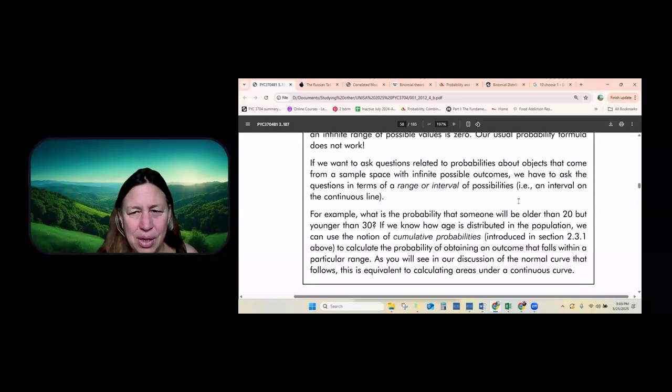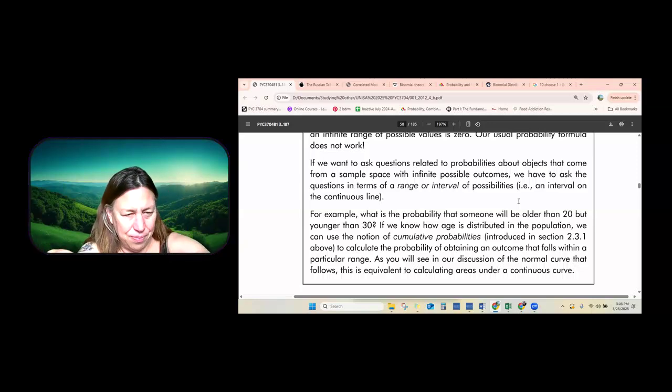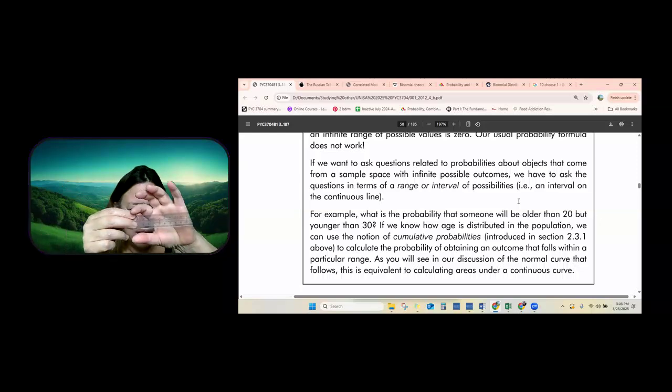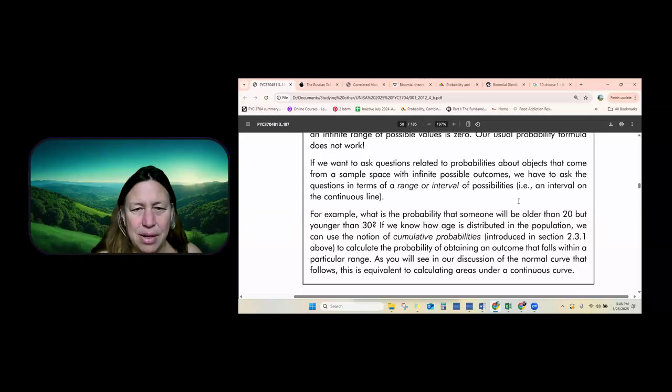And what we're going to do is use a range or interval of possibilities. So we're going to create intervals along that infinite line, between 0 and 30. There's infinite numbers, so now we want to put intervals there, just like on a ruler. Okay, there it is. So just like on a ruler, you'll go 1 centimeter, 2 centimeters, 3 centimeters, 4 centimeters, even though there's an infinite number of points along this ruler. So we're going to make it easier for ourselves so that we can work with it.